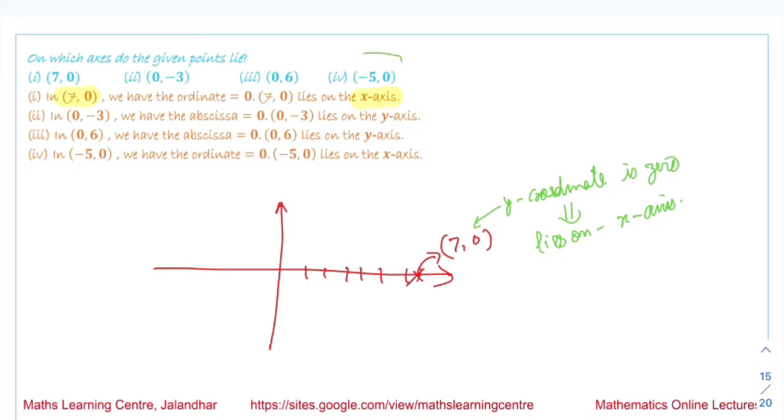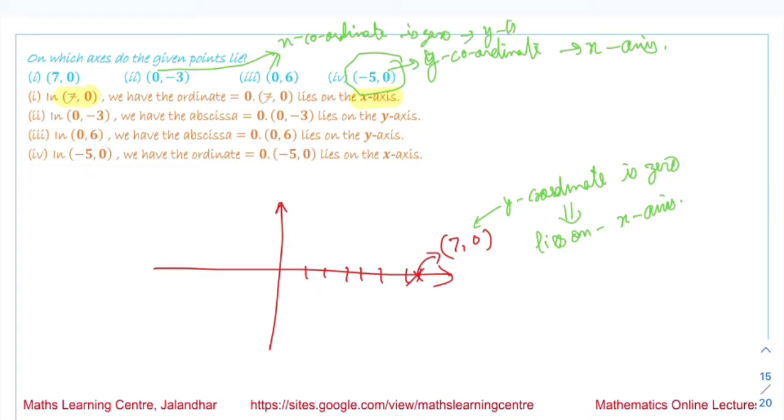In this last question, in the last part, the y coordinate is 0. This is the y coordinate. So it means this point lies on the x axis. Similarly, in both these questions, the x coordinate is 0. It means it lies on the y axis. So whenever the x coordinate is 0, the point lies on the y axis. If the y coordinate is 0, the point lies on the x axis.